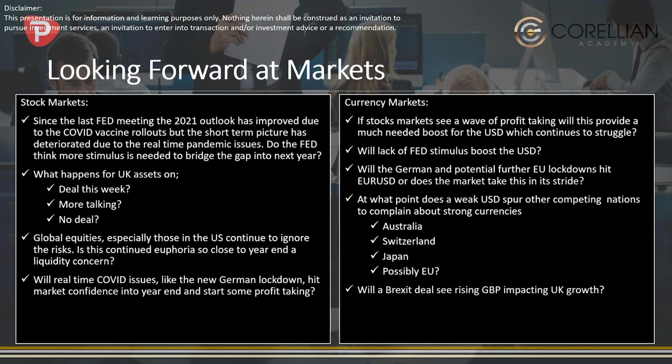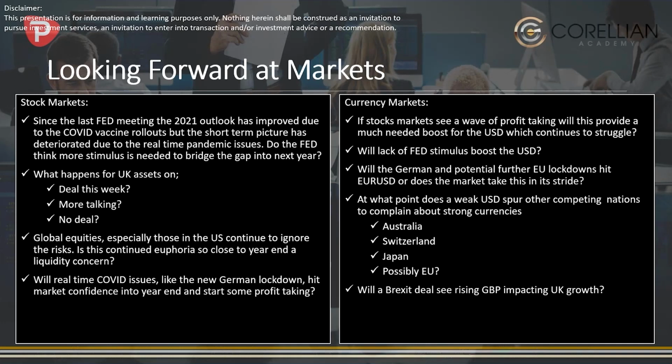What happens for the UK on assets now? A deal this week? Well, I think there's potential for that. More talking, I think there's potential for that as well, because the Europeans love talking. So I'm not sure if there's going to be enough time for them to ratify the deal. If they do get a deal, they may want to delay, and on we go. That's the way they do it. No deal is moving to the background a little bit more. If we do get a no deal, just look out, because sterling's going to take a nosedive if Boris actually is brave enough to walk away. But again, why hasn't he gone already?